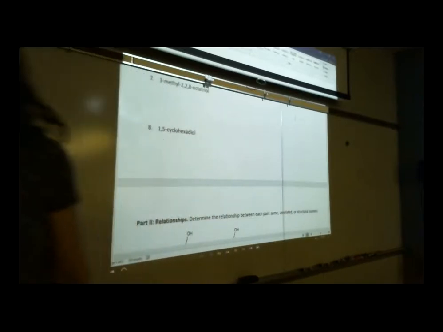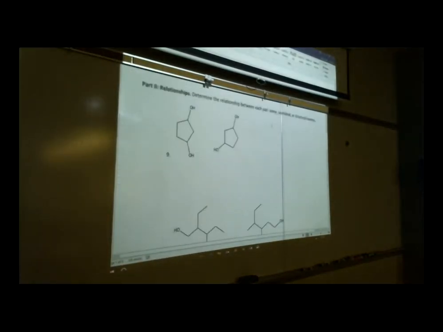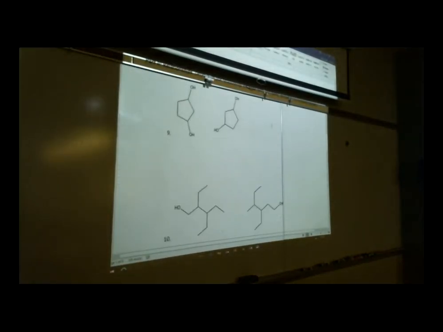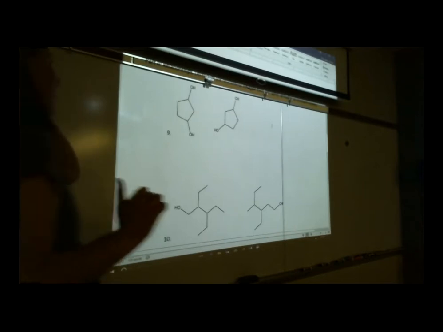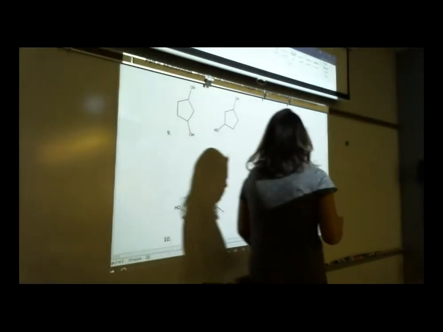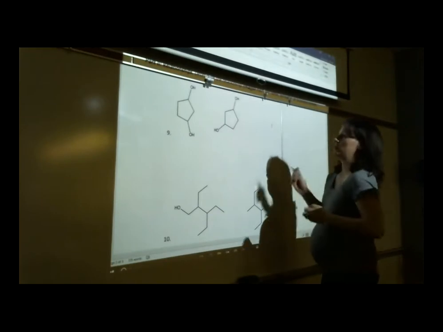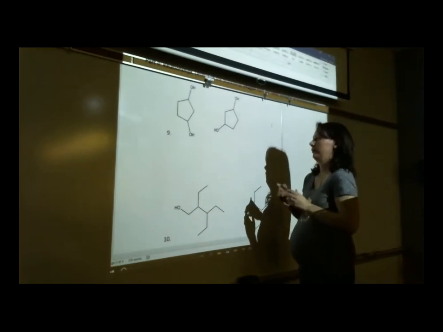All right, now we're going to look at relationships. If they are the same, if they are unrelated, or if they are structural isomers. Those are our choices. What are these two? They're the same, right?